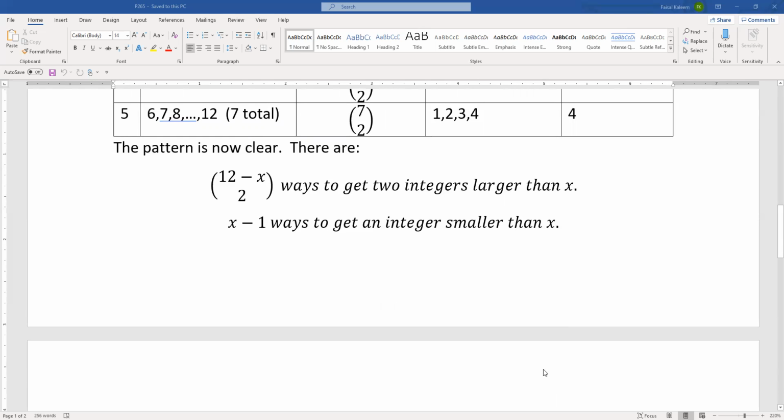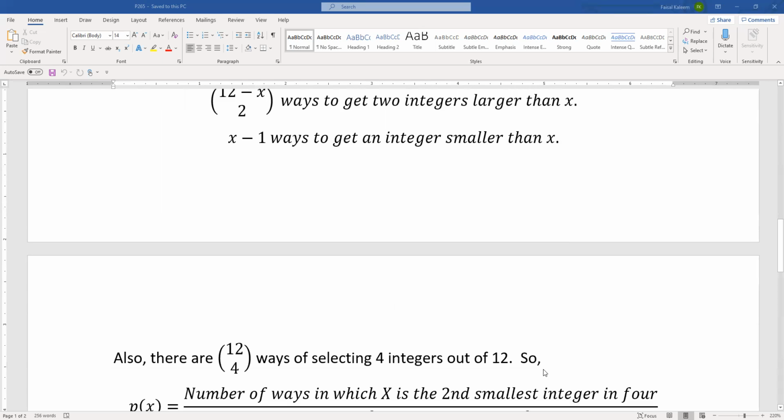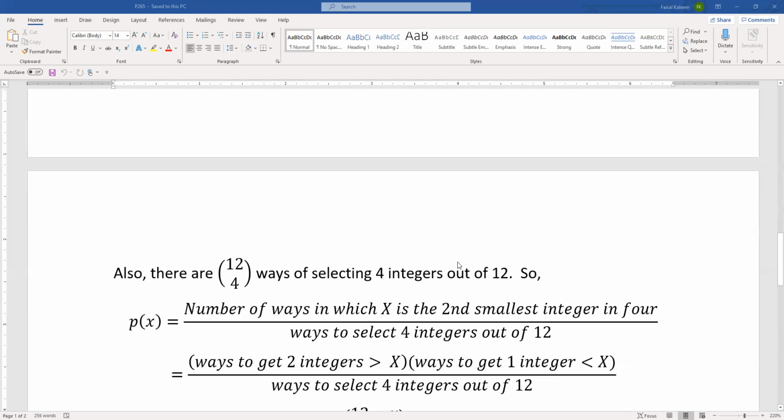Okay, so then the next thing is that we are selecting 4 integers out of 12. That was the main thing we are doing, and there are 12C4 ways of doing it. So P of x was the probability of x being the second smallest integer. That would be the number of ways in which x is the second smallest integer divided by the total ways to select 4 integers out of 12.